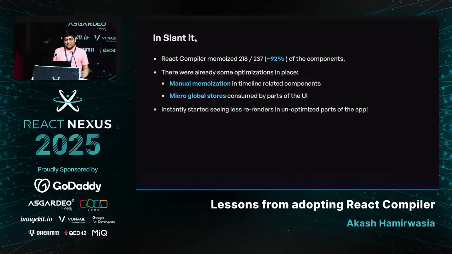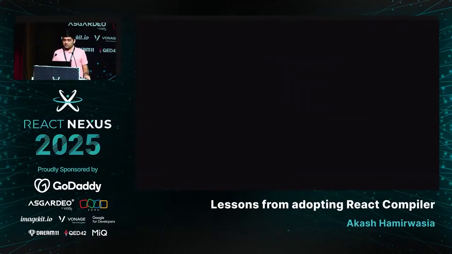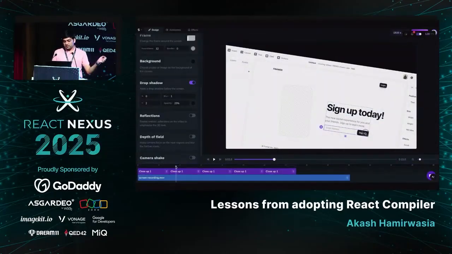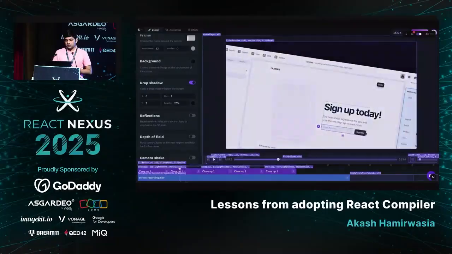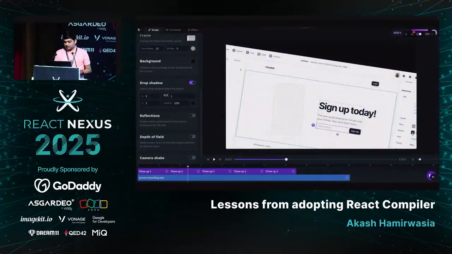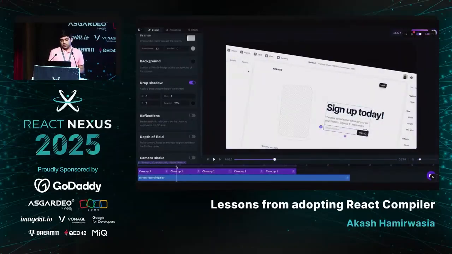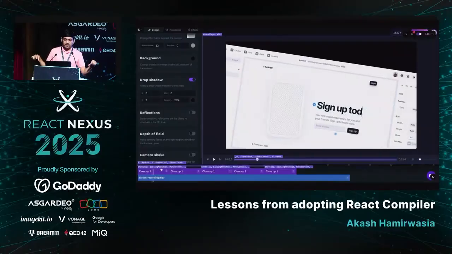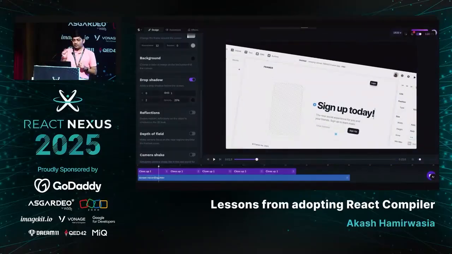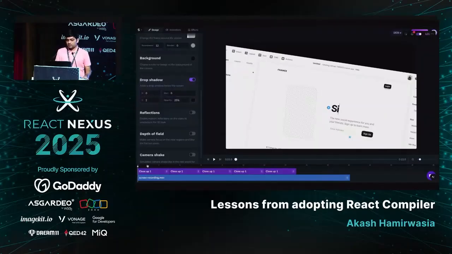I instantly started seeing fewer re-renders in the unoptimized parts of the app. So when I'm changing the timeline, you can see very few things are re-rendering now. In fact, I think this is the unoptimized version. So it re-renders quite a lot of things inside the video player itself. But if I show you the optimized version, it actually doesn't render one particular track, and only inside the video player it renders just the slider which is changing. So optimizations already show some improvements.